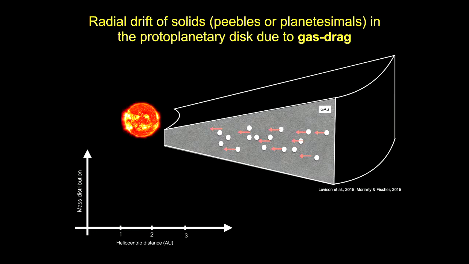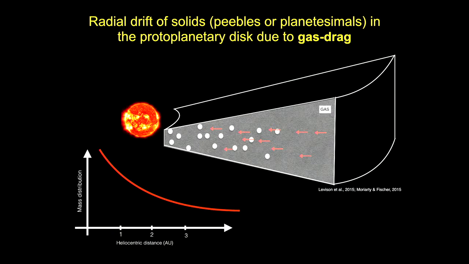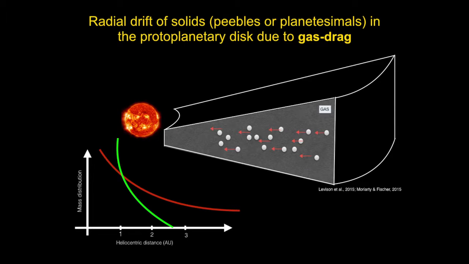So if they migrate from this region to this region, you change the gradient of the surface density of the disk. You could start with a disk that looks like this, and then because the bodies migrate from this region to this one, and if you can pile them up there, you get a mass distribution that looks like this. Because there's very little mass in that region, the belt is naturally depleted. So that's one possible solution.